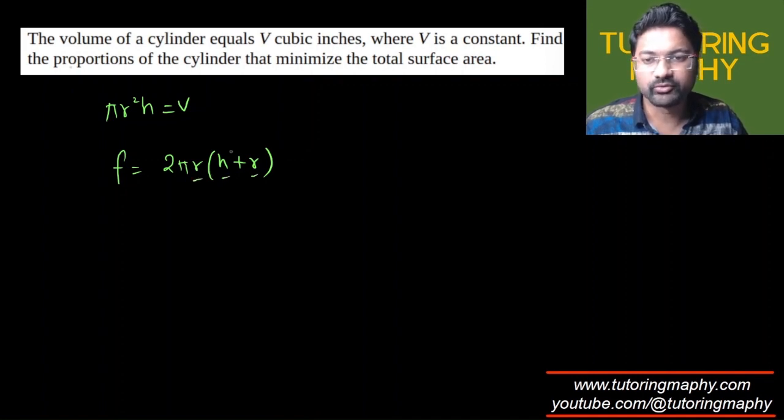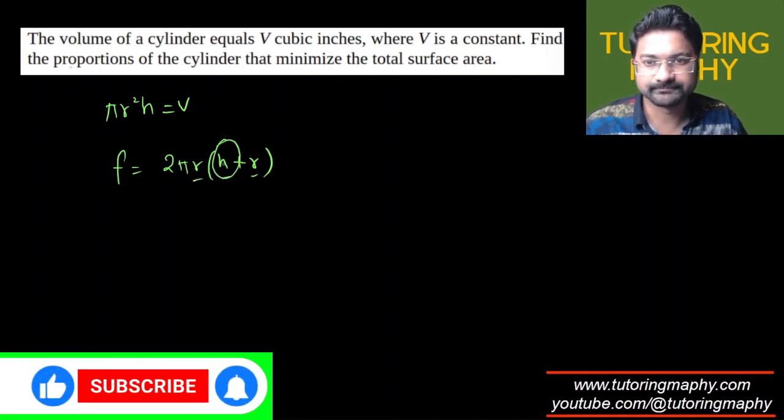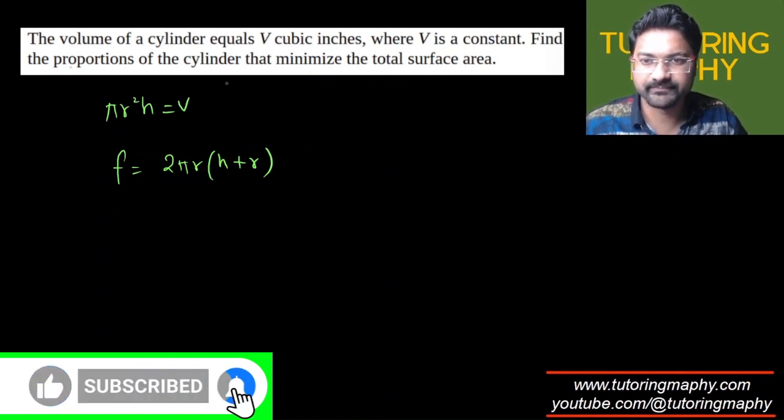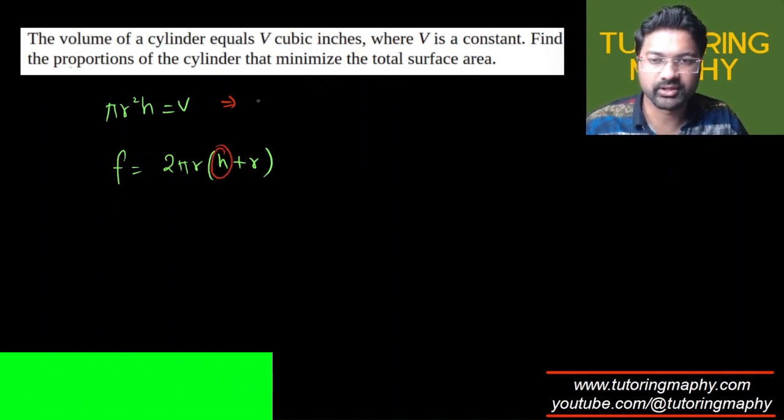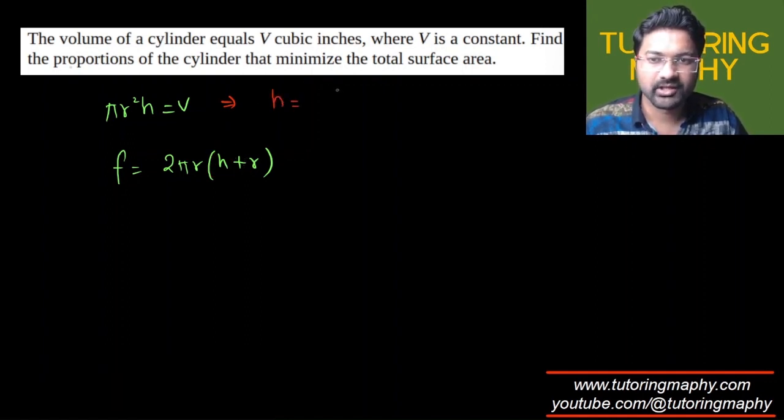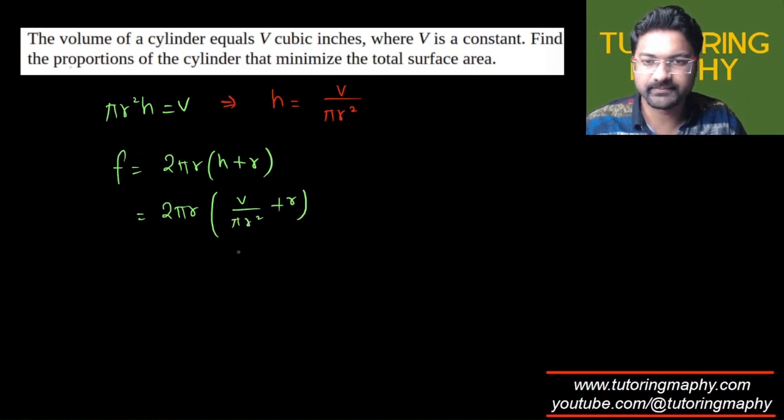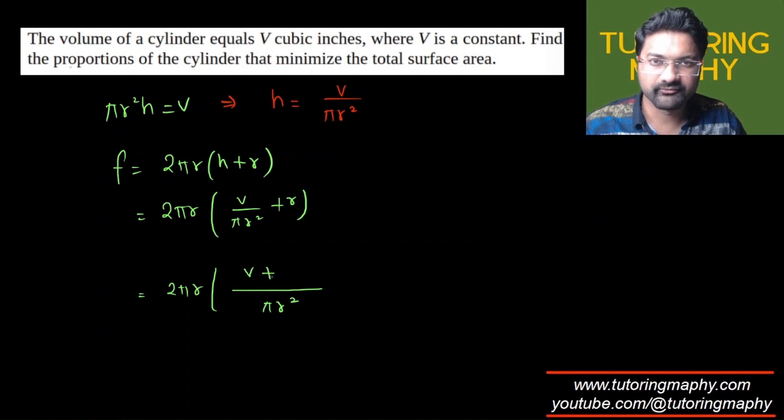Obviously I cannot afford to have two variables over here, so I need to get rid of h. I could get rid of h or r, but I would prefer to get rid of h because there is only one h. So from the condition, h is equal to V over pi r squared. V is a constant because that's given to us. So the function is going to look like 2 pi r times V over pi r squared, plus 2 pi r squared.